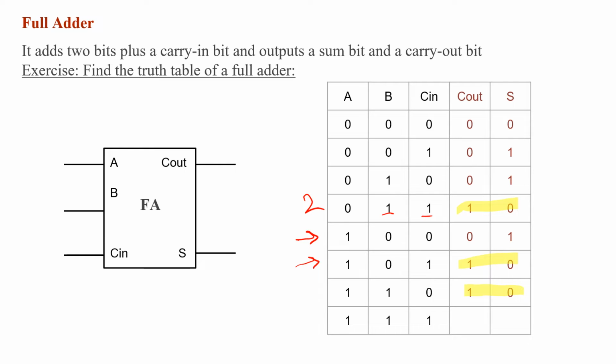The last row in the table has 1 plus 1 plus 1. So we have 3 ones at the inputs. Adding them will of course give us 3 in decimal. So that means we'll have 1 for the sum bit and 1 for the carry out. And again, reading this value as a binary number and converting it to a decimal value will result in the number 3 in base 10, which can be written again as 11 in the binary system.